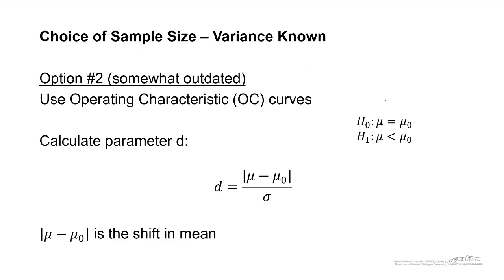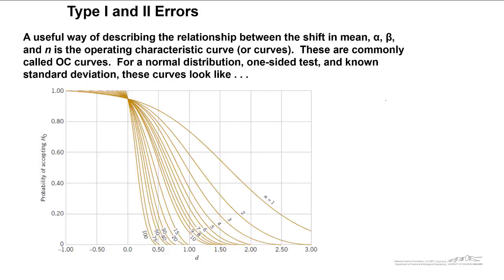In the OC curves, you calculate this parameter D, which is just the absolute value of the shift in mean divided by the population standard deviation. So it essentially tells you how many standard deviations away from the mean you want to be able to detect. The OC curves are found in the back of your book. There's a bunch of them, and they all have different parameters. For example, this one is alpha equals 0.05.